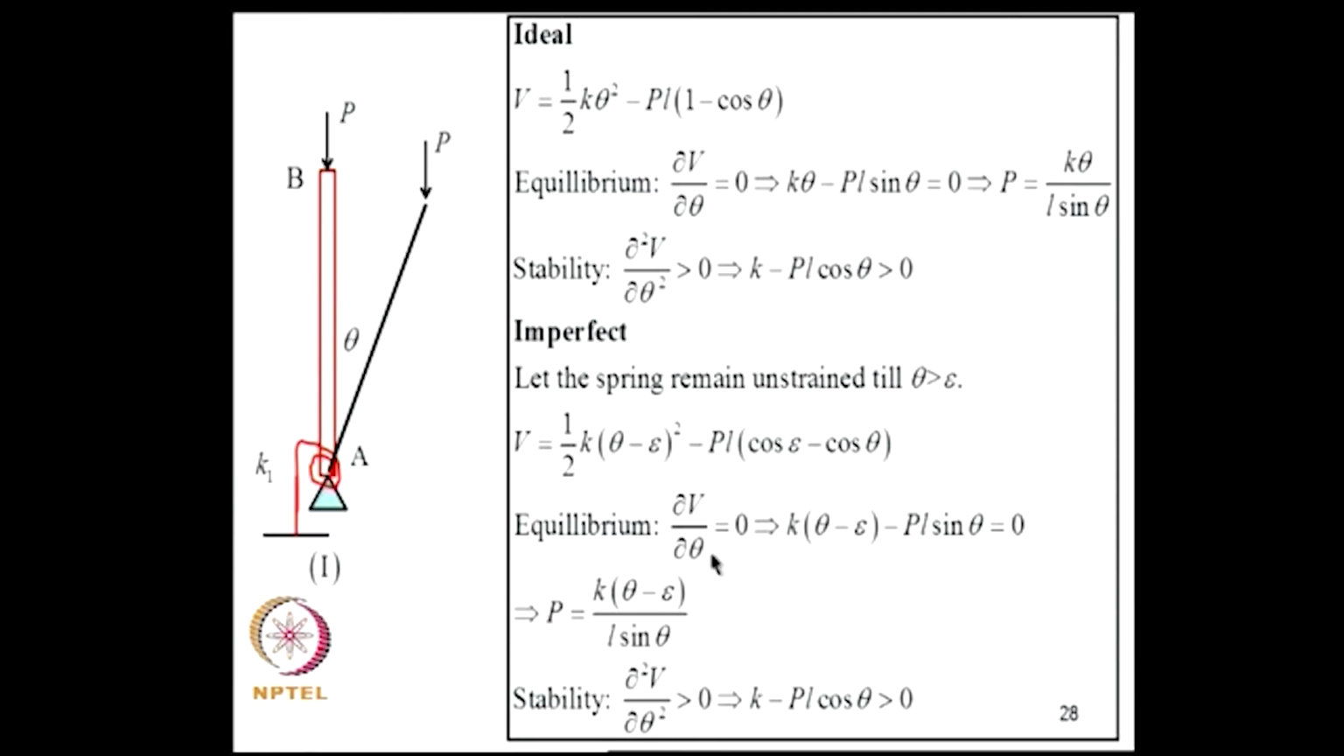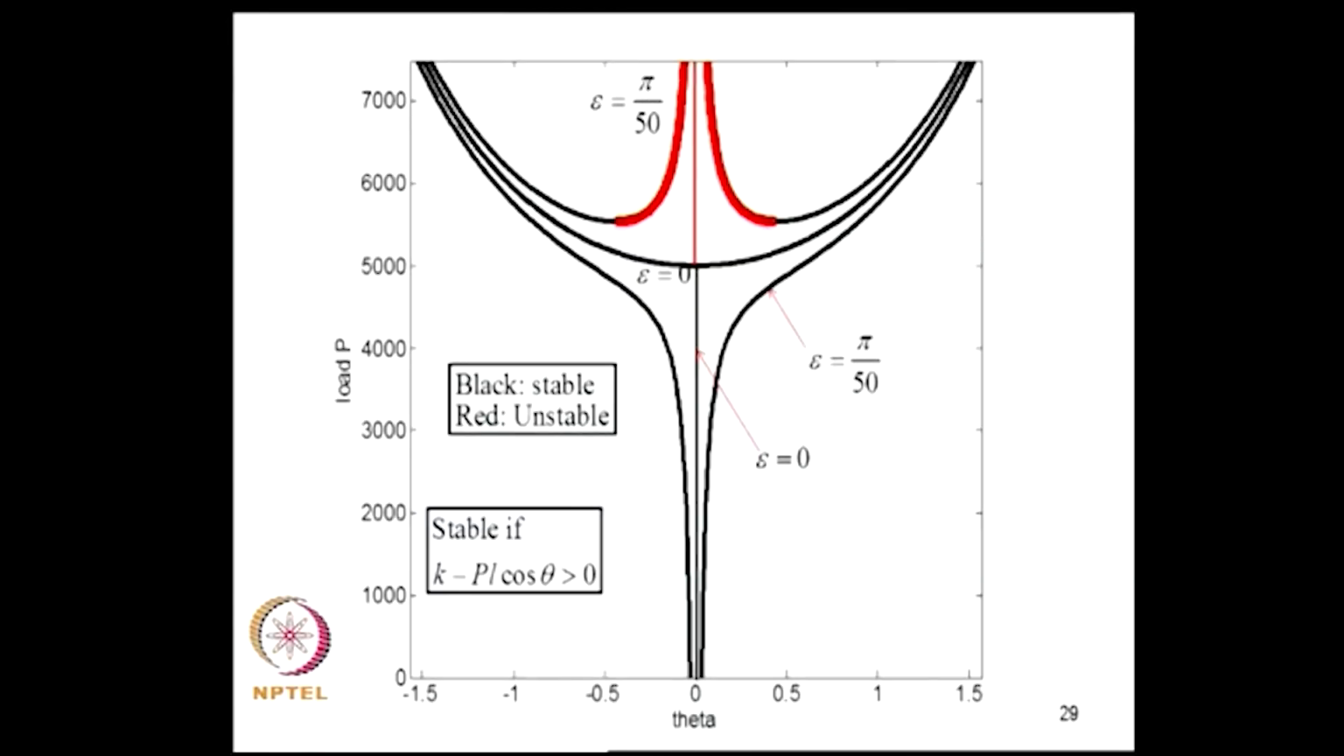Again for equilibrium I get this equation, and for stability I get this equation. The stability condition is independent of epsilon, but the load deflection diagram depends on epsilon. Now if I plot this, this is how it will look. Suppose epsilon equal to 0, on the y axis I have the load and on the x axis I have theta.